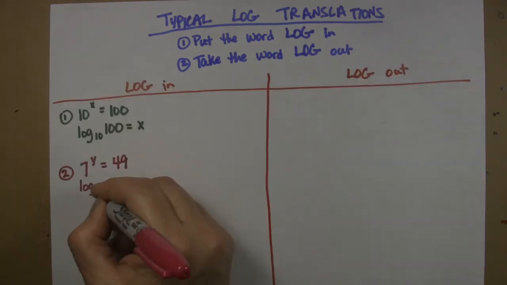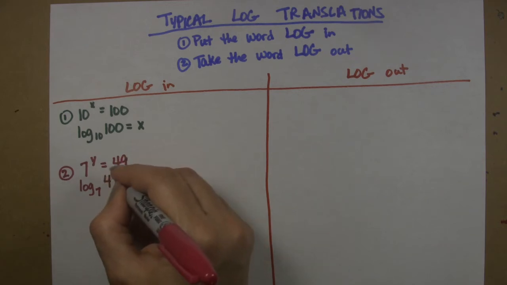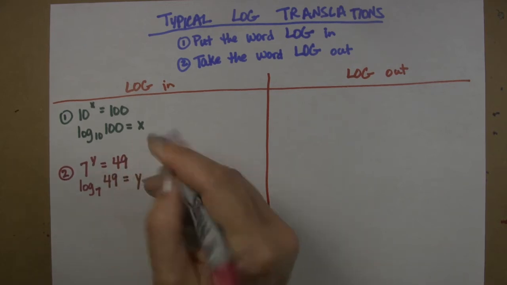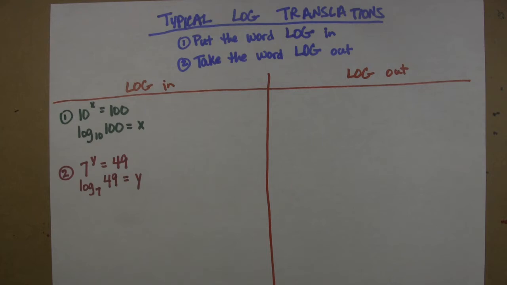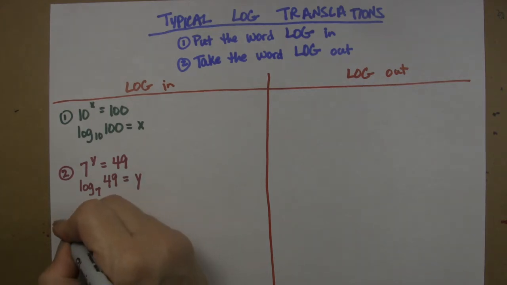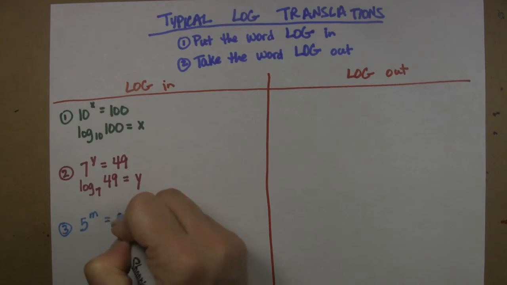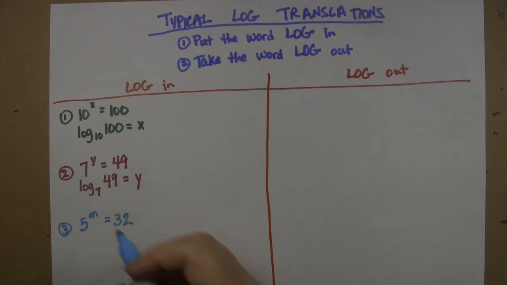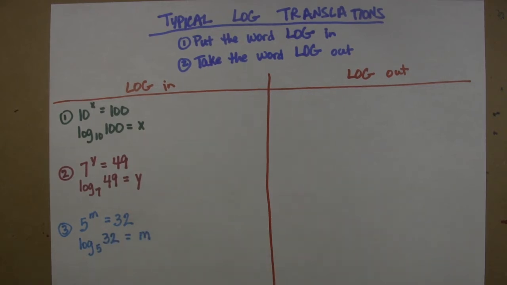log base 7 going to 49 equals our exponent of y. Okay, that's how you would rewrite it. Let's do another one. Let's do 5 to the m equals 32. How would we rewrite that? Well, that would be log base 5 going to 32 equals m.